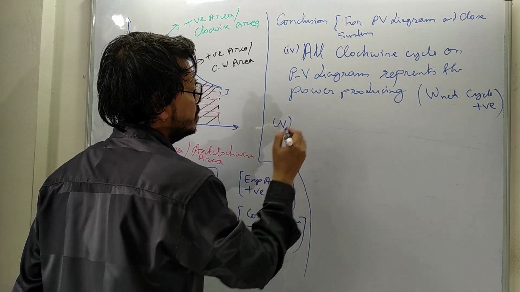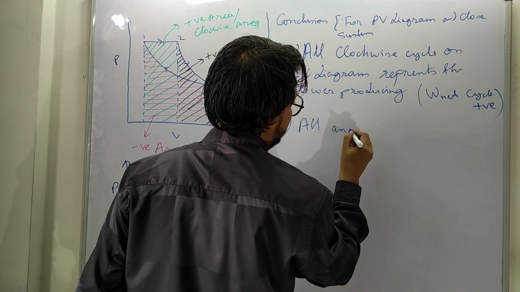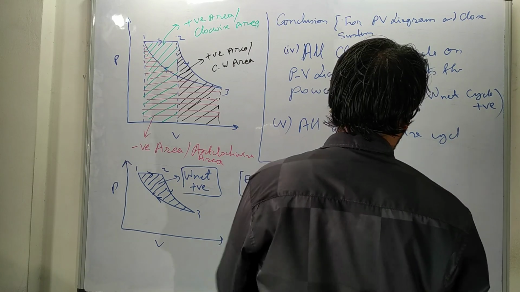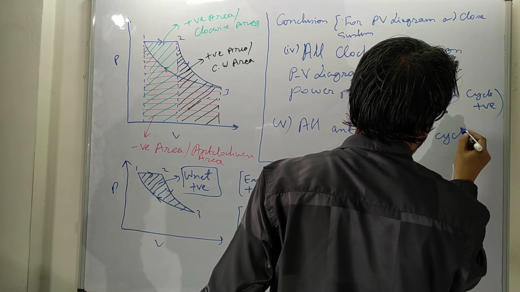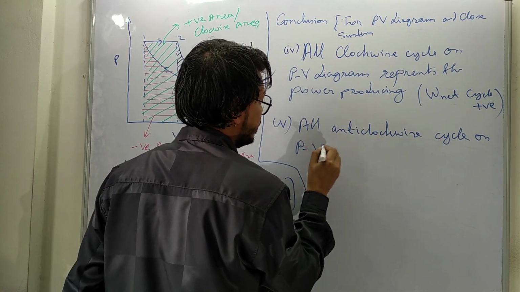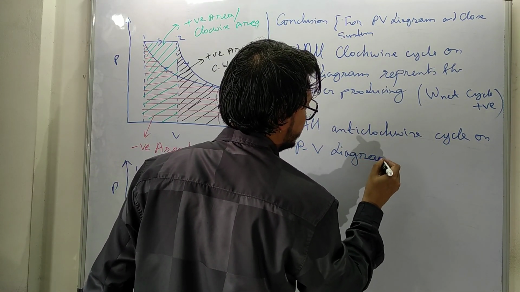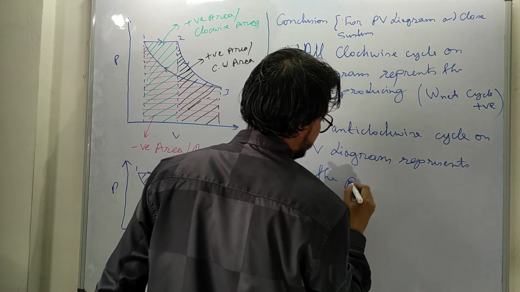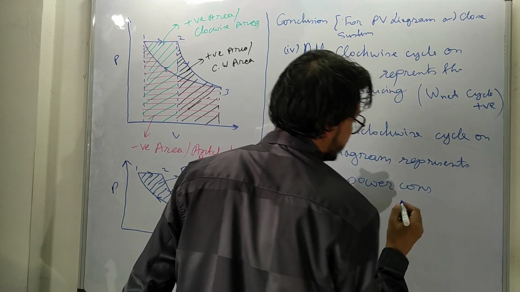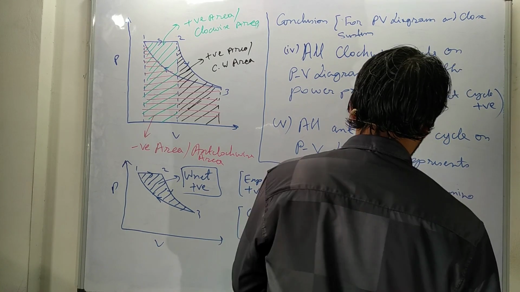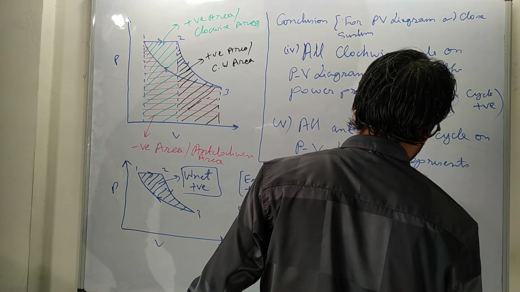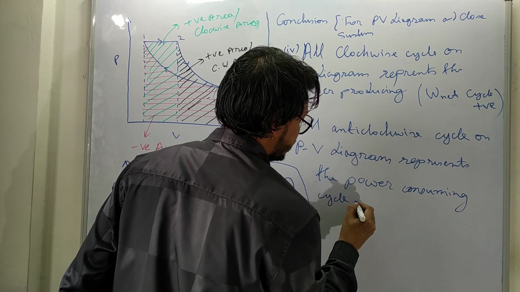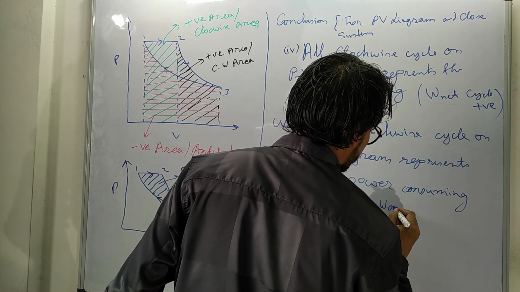And the fifth conclusion is: all anti-clockwise cycles on a PV diagram represent the power consuming cycle, that is, the net work done is negative.